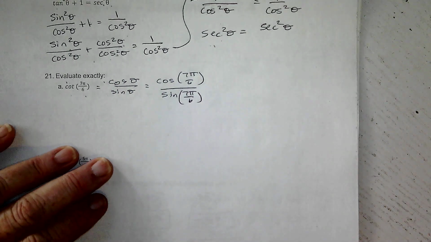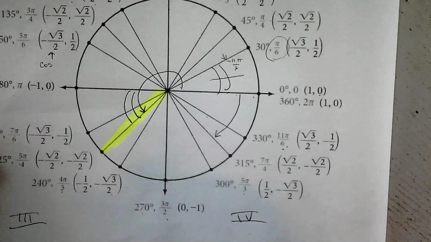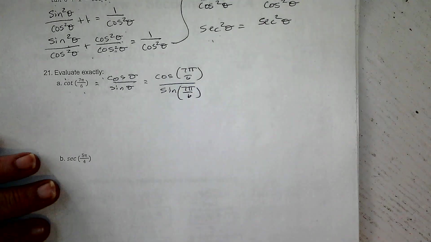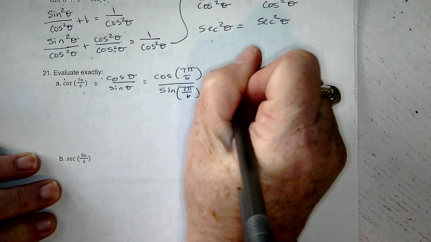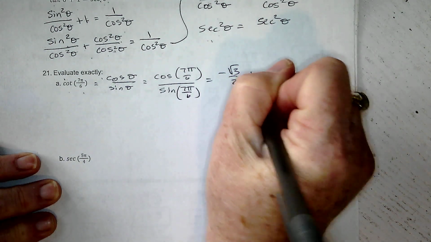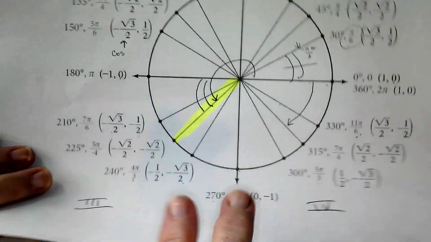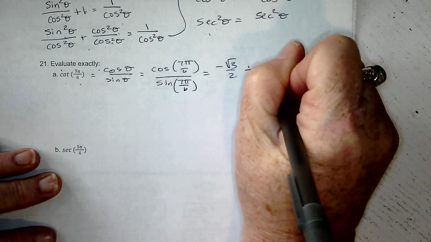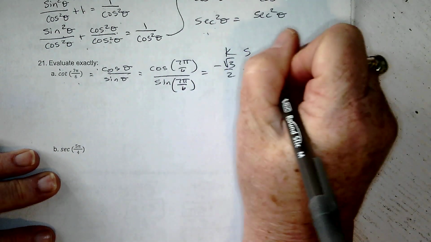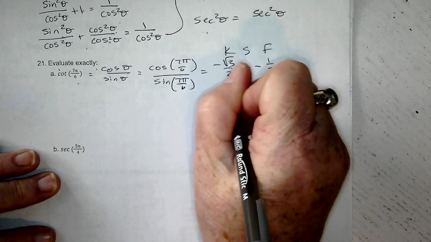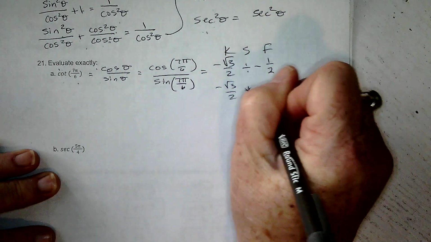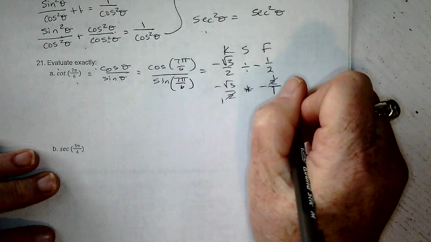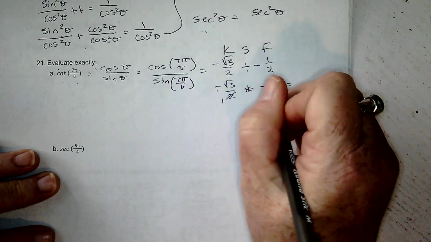It doesn't matter. Cosine of 7 pi over 6 is my x value for 7 pi over 6, which is negative square root of 3 over 2. Divide that by my sine, which is 1/2. Sorry, it's negative 1/2. Everything's negative down there. Keep, switch, take the reciprocal. Negative square root of 3 over 2 times negative 2 over 1. My 2's are gone. I'm left with negative times a negative, which is a positive, square root of 3.